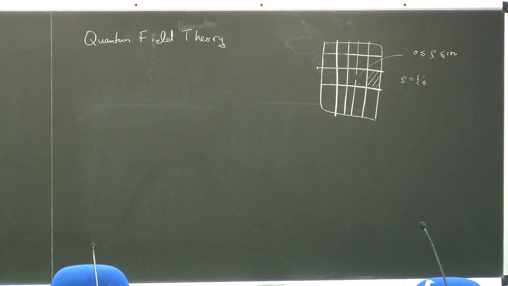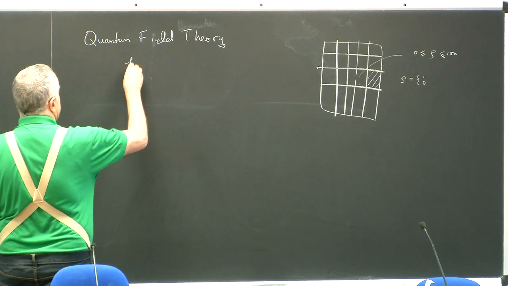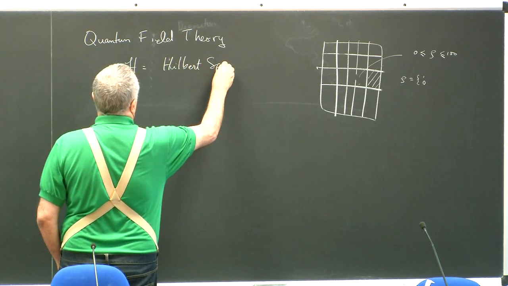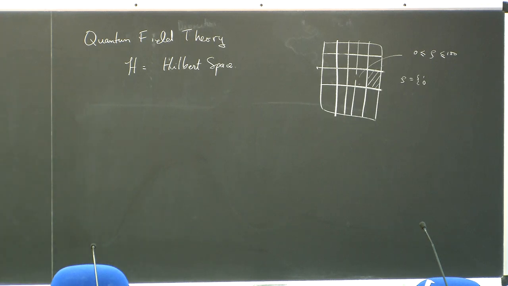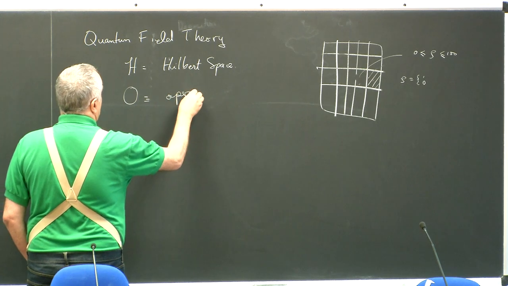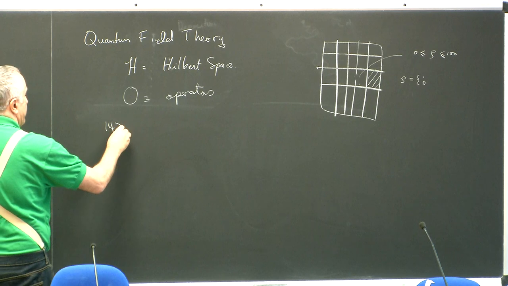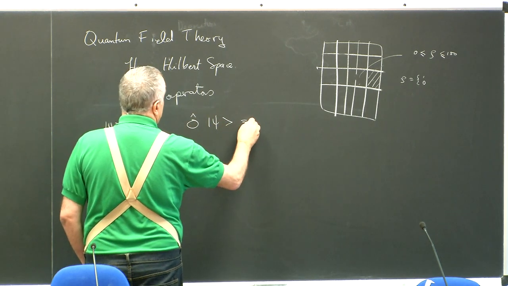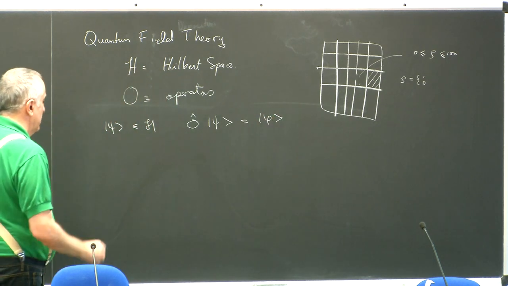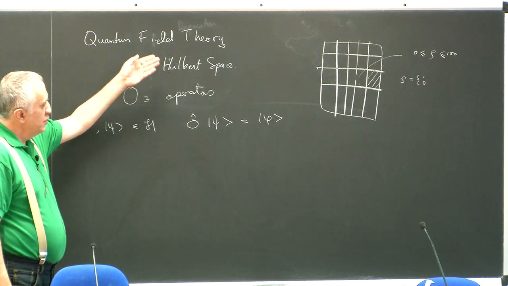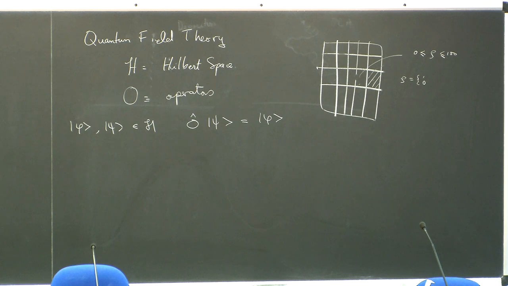For a quantum field theory, we need two sets of things. One is a Hilbert space, and the other one is a set of operators. So if F is in the Hilbert space, the operators act on F and move you from one state to the other. So I'm going to be trying to construct these components to construct my conformal field theory.